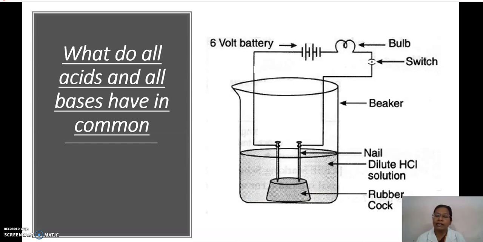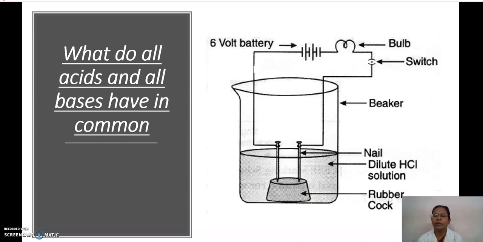You know that current is the flow of charges. So through this experiment, we can understand that dilute hydrochloric acid is conducting electricity. The same experiment we can repeat with another acid, sulfuric acid or nitric acid. If you take any acid, in all the experiments you can see that the bulb is glowing. The glowing of the bulb indicates that there is a flow of electricity.